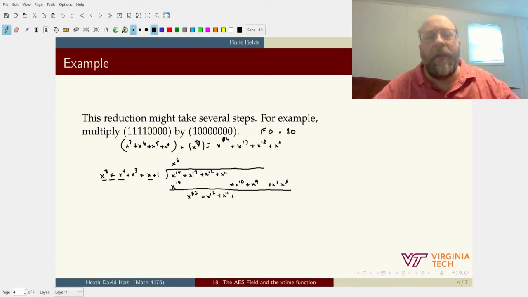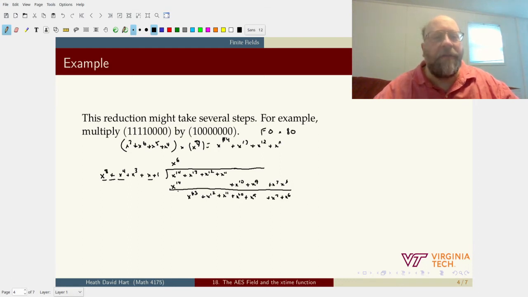This step is going to be a little bit weird here because we're subtracting, and so you'd think I should get minus x to the 10th. But in binary, minus 1 and positive 1 are the same value. So I can write this as plus x to the 10th, plus x to the 9th, plus x to the 7th, plus x to the 6th.